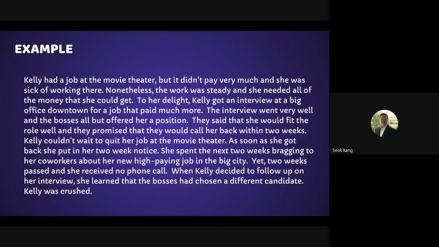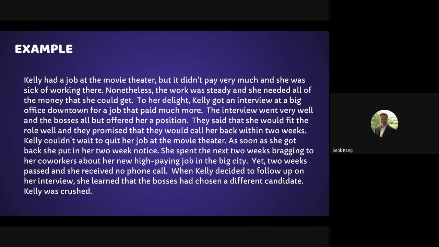So a good theme for this life lesson would be don't count your chickens before they hatch, or don't expect something to happen before it does. That's basically what don't count your chickens before they hatch means. Don't expect something to happen before it happens, right?